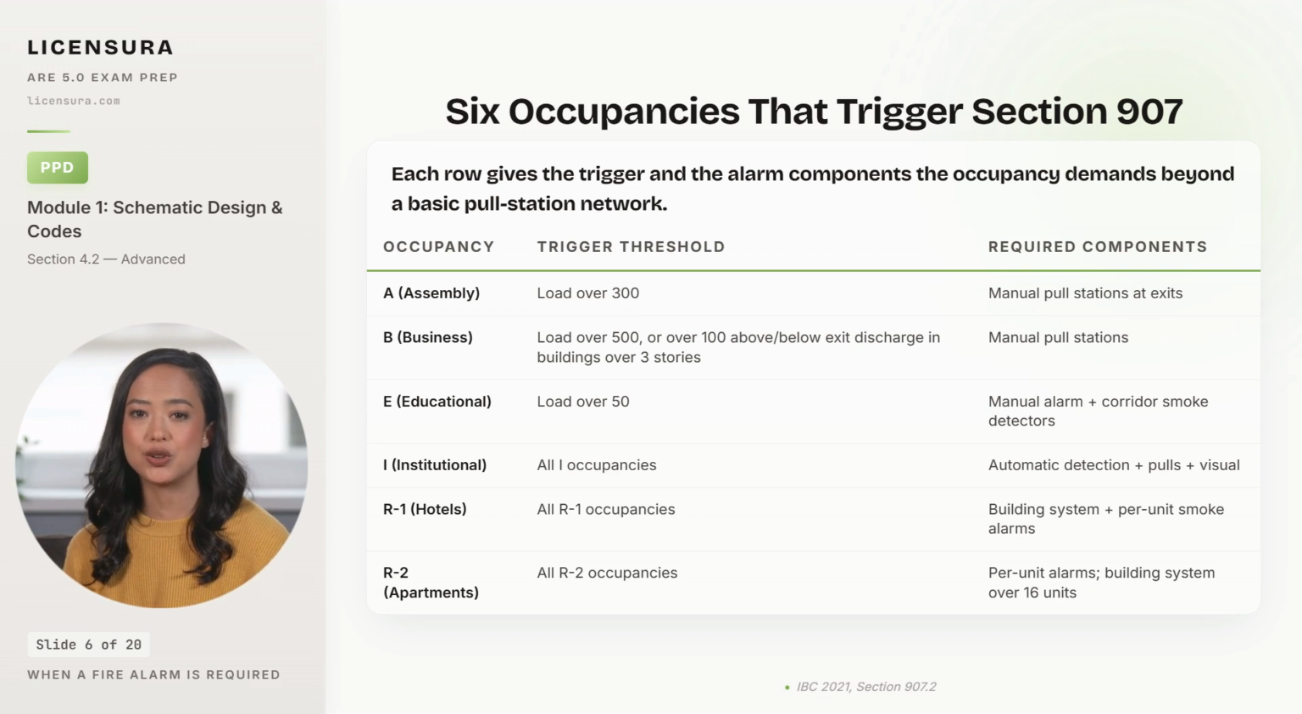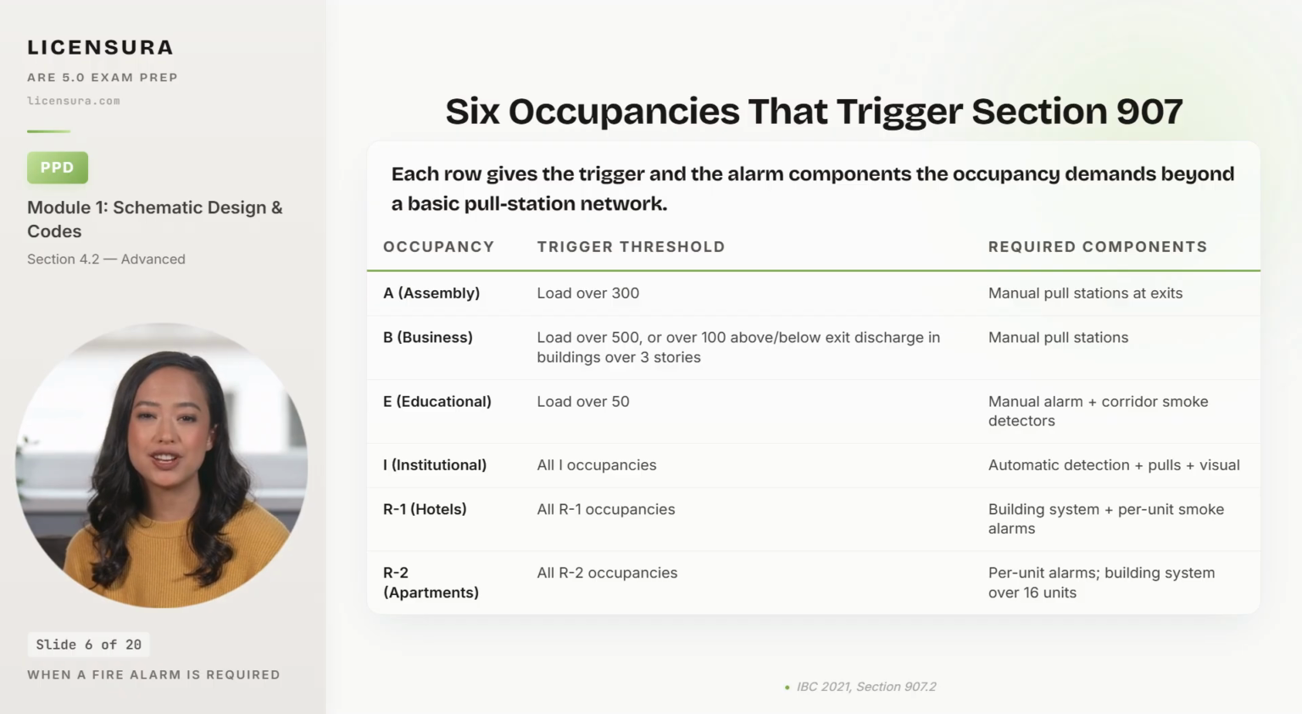Group E educational triggers at occupant load over 50 and adds corridor smoke detectors on top of the pull stations. Group I institutional is universal. Every nursing home, every hospital, every jail, and demands automatic detection plus manual pulls plus visual notification because occupants cannot self-evacuate. Group R1 hotels and Group R2 apartments are also universal, with R2 jumping from unit-level smoke alarms to a full building system once the project crosses 16 units.